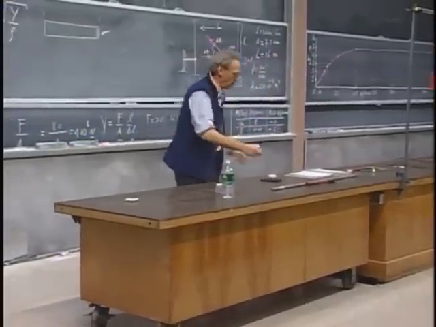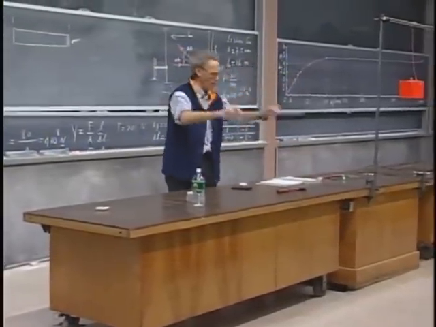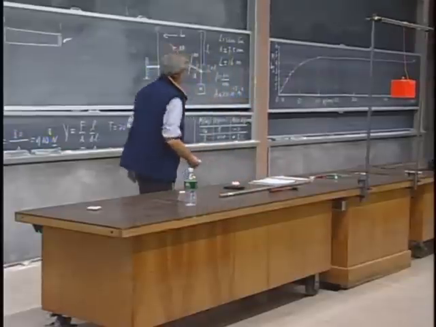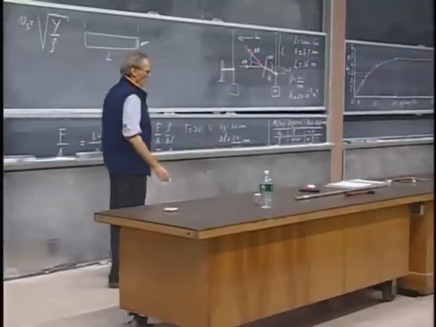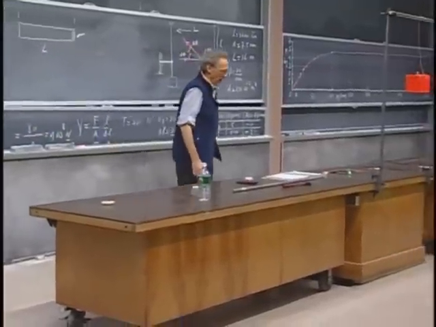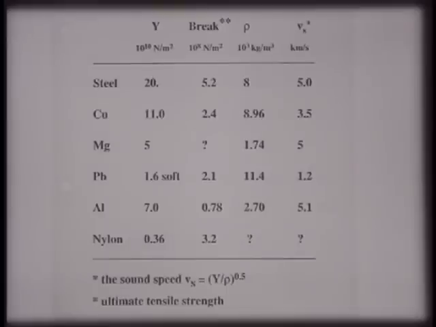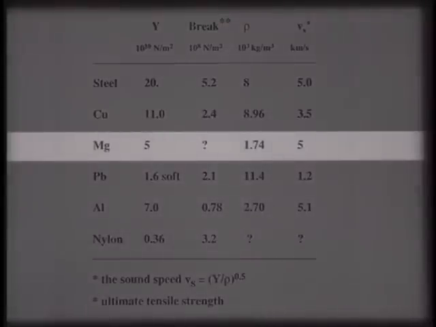I have here a magnesium bar, and the magnesium bar has a length L. I can calculate the speed of sound for magnesium by taking its Young's modulus, which is there, divided by rho, which is there, and I come up with a speed of sound which is about 5 kilometers per second.